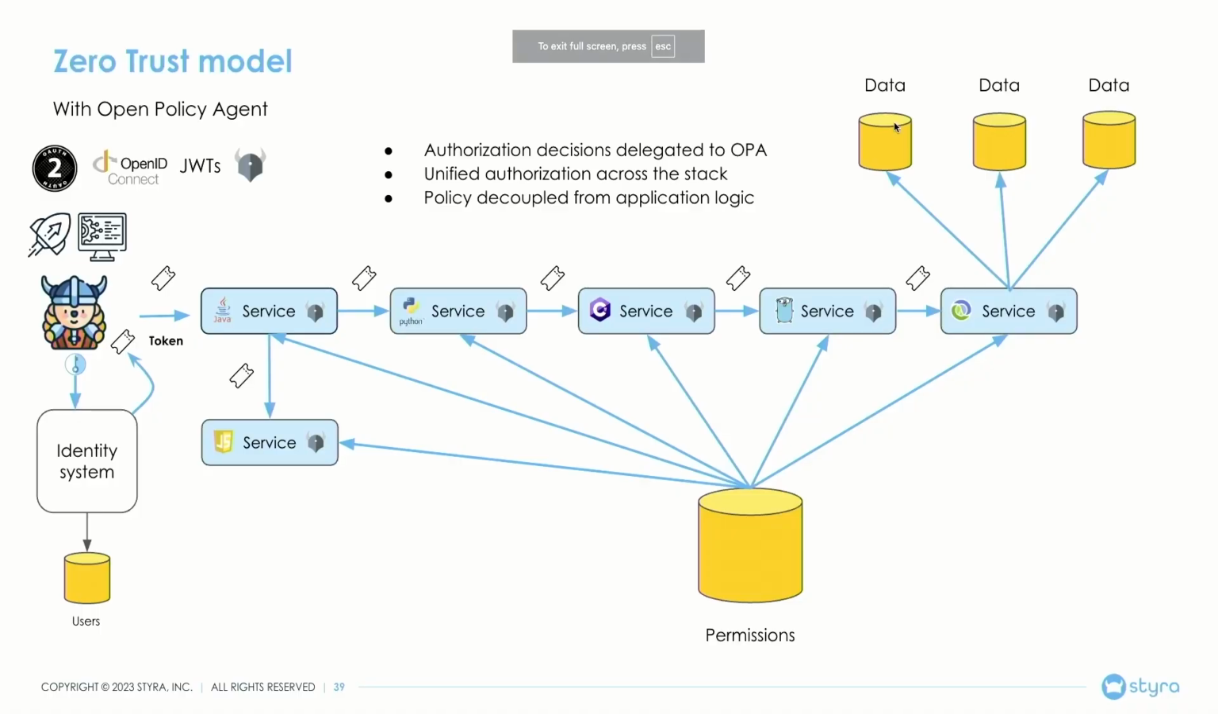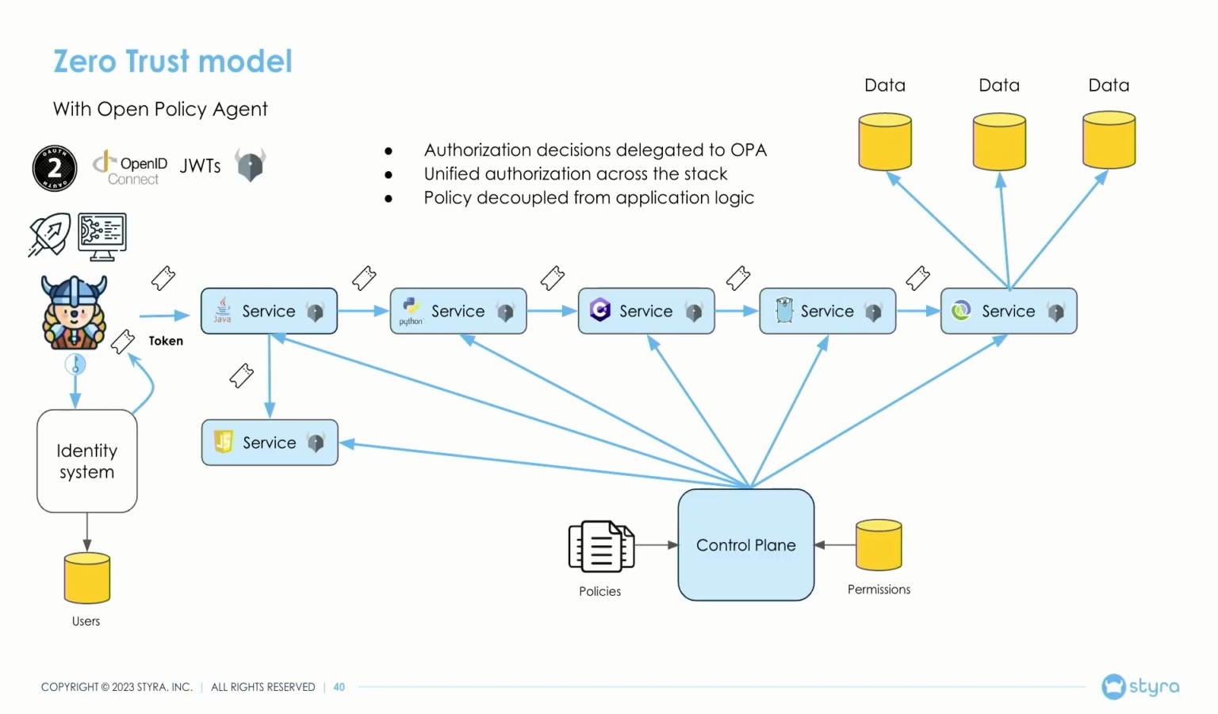I think we're running out of time here, so I'll skip back. OK, so now we got OPA running next to all of our services. They get a request. They'll send in a JSON document like this. OPA will make that decision. Policy decoupled from application logic.